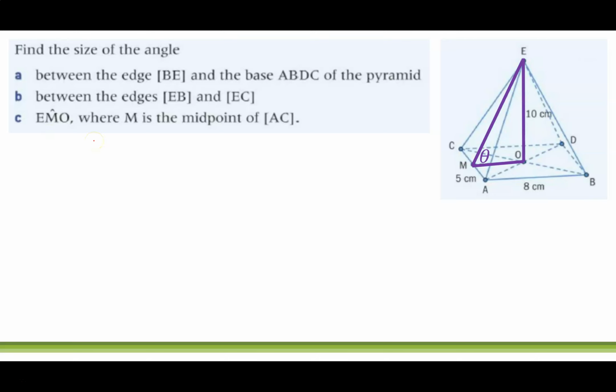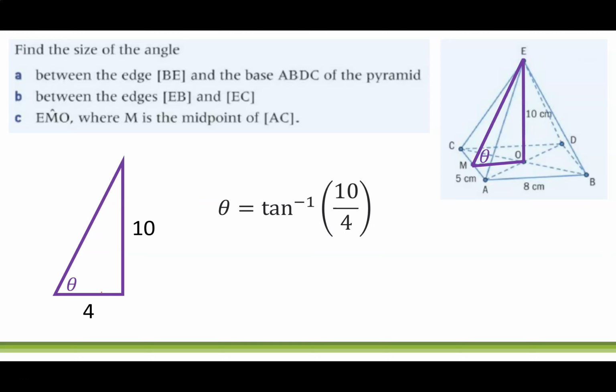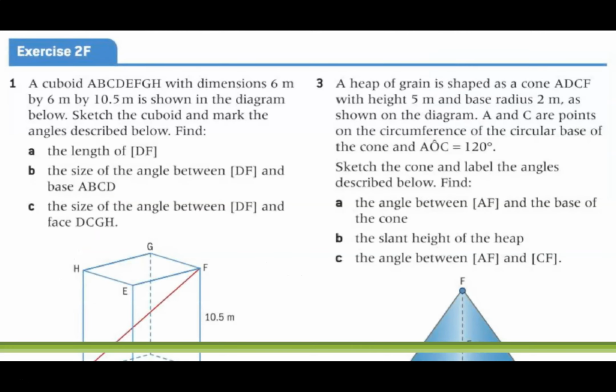And now EMO, E to M to O, and again this one here is perpendicular to the floor, so I want to find the angle where the purple theta is labeled there. I already have this 10, so if I could just somehow find this length here, I'd be all good. Well, it turns out that it's half of this one here, which is half of 8, that's 4. So that's 4 as well. And then I can go ahead and use tangent and find out that theta is equal to 68.2.